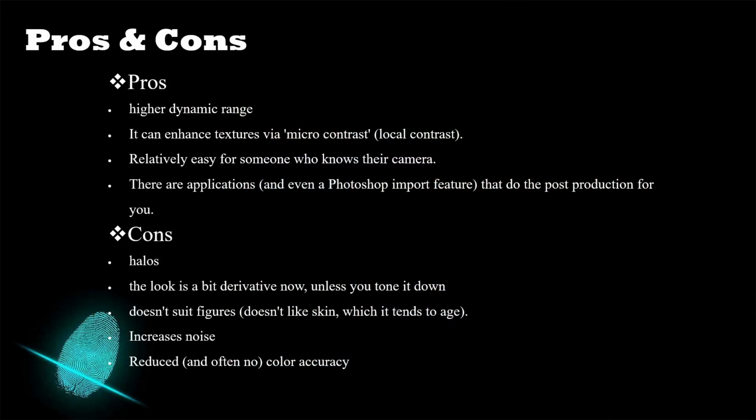These are the pros and cons of this topic. Here we see some pros. The first one is higher dynamic range. Second, it can enhance texture via micro contrast and local contrast. The third one is that it is relatively easy to use for someone who knows their cameras. There are applications, and even a Photoshop import feature, that do the post-production for you. Here are some cons. Halos: they look a bit derivative now unless you tone them down. It doesn't suit figures, doesn't like skin, which tends to edges. It increases noise, and often reduces color accuracy.